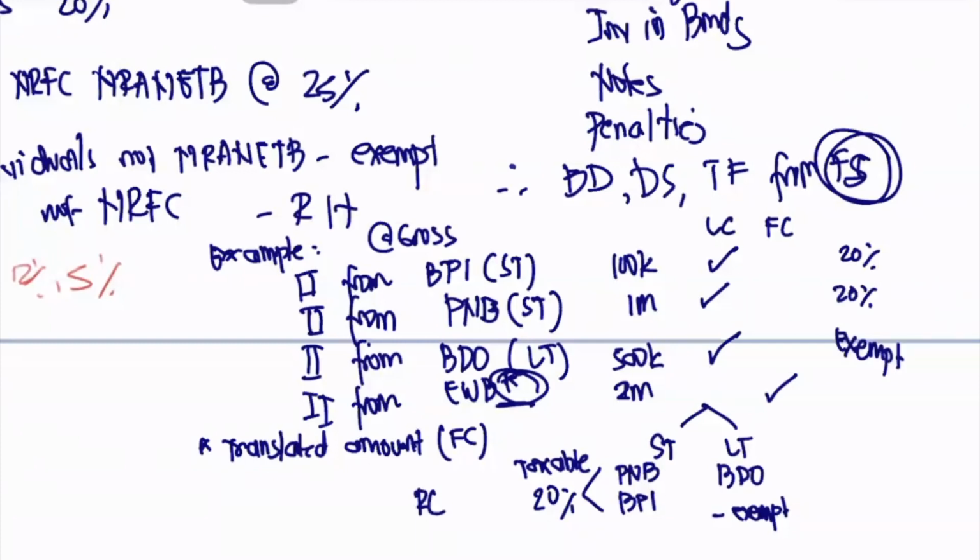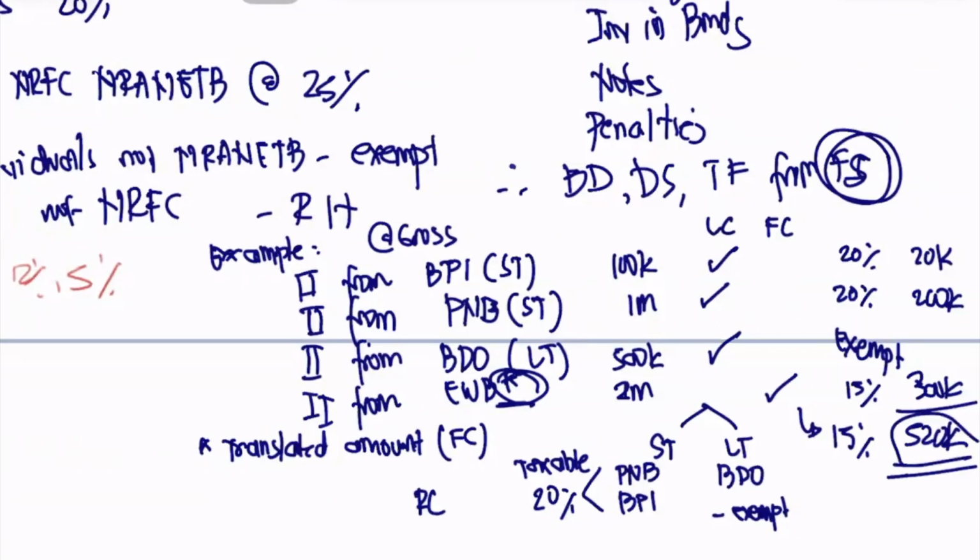How about from East West Bank? Since it is a foreign currency, so this is an interest income from the FCDU, then it is subject to 15% tax rate. So the tax due will be 20K, 200,000, and 300,000, total of 520,000. So again, for interest income, this is what you will do.